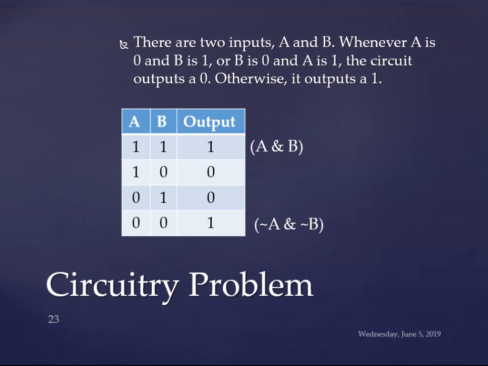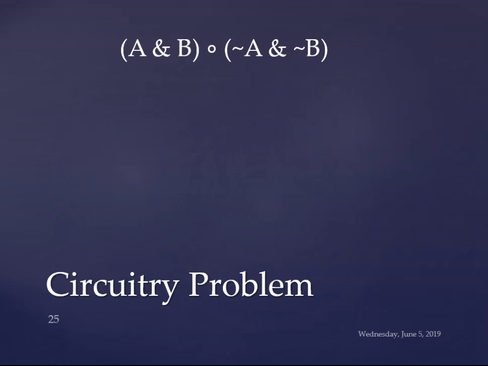So those are the two formulas that give us ones, and that can create a disjunction like so. All right? So that's a sentence that we can use now to represent the outputs. Right? So then how on earth do we draw a circuit? Well, this one's relatively simple.